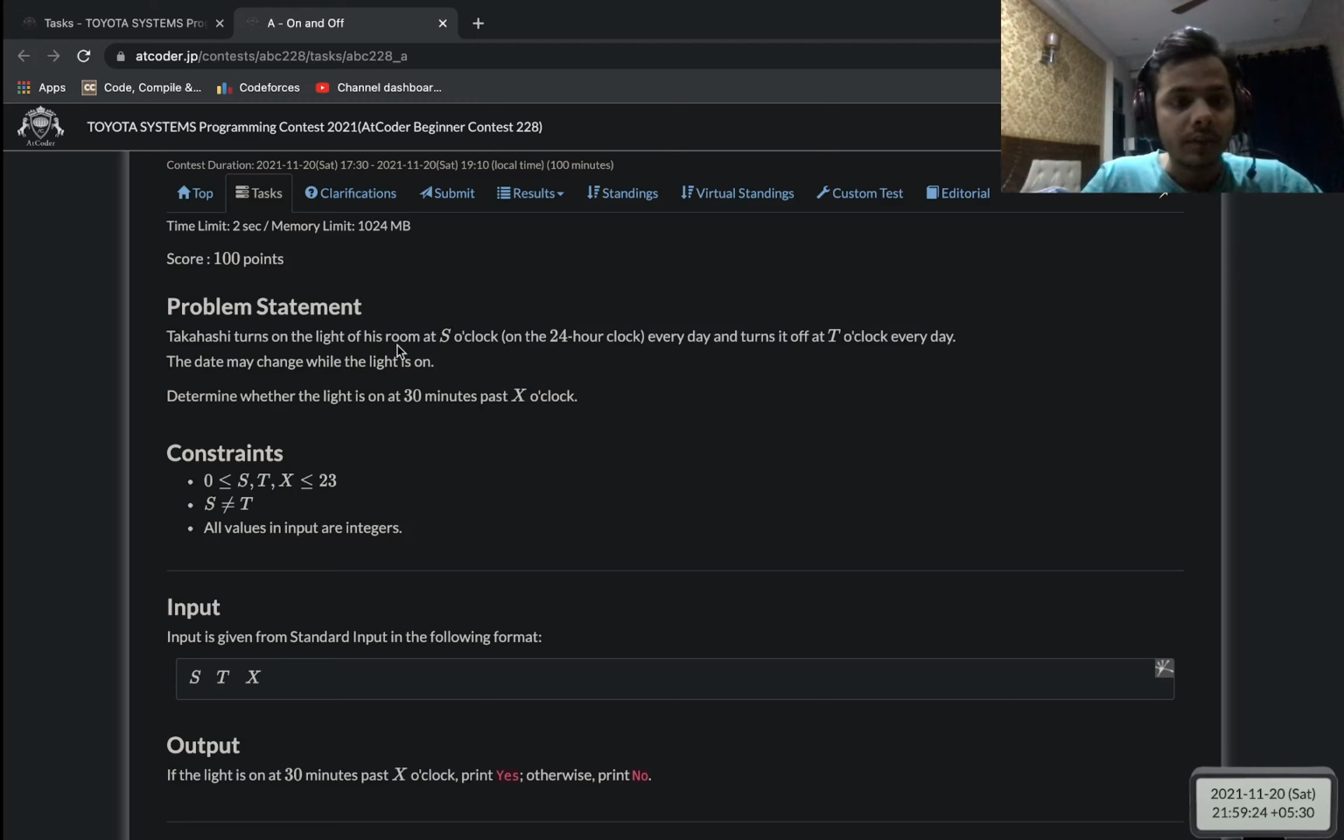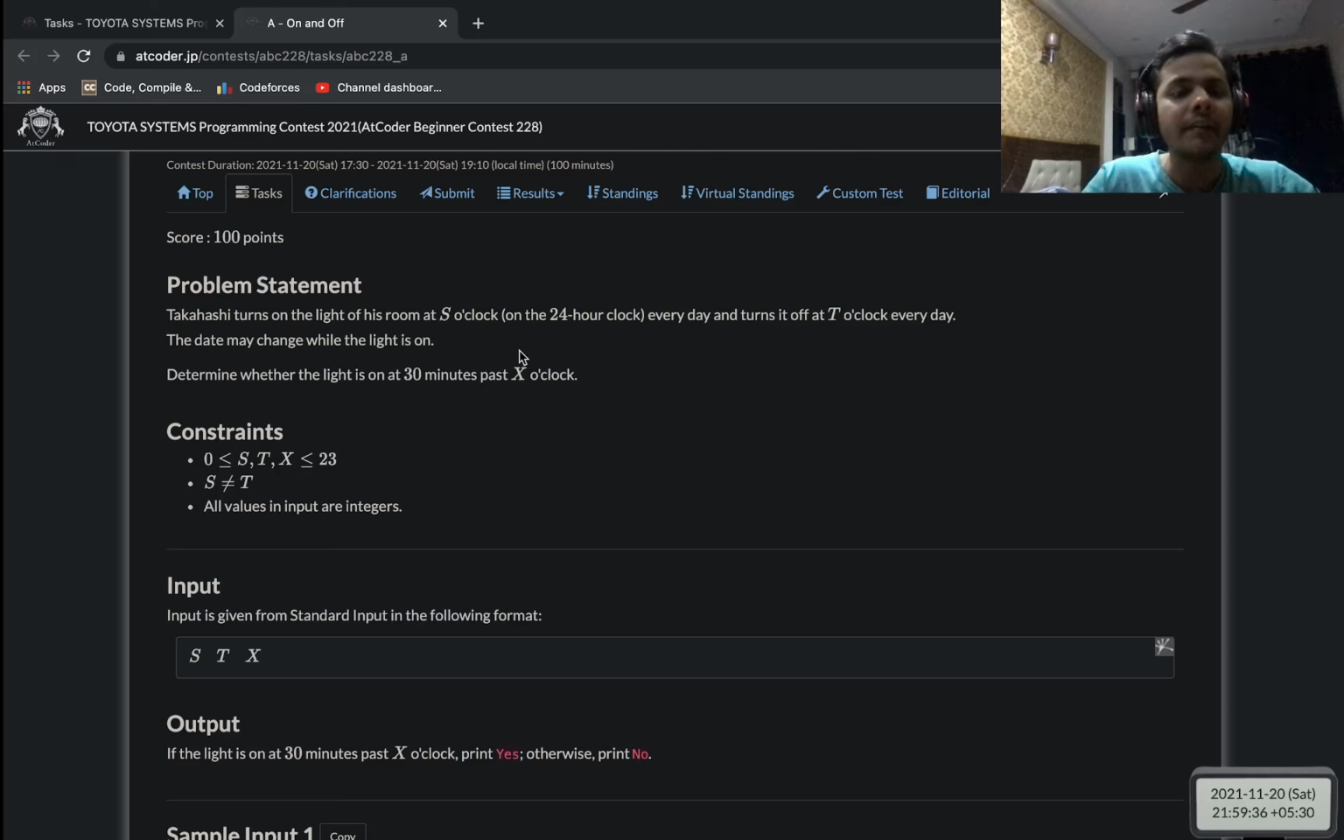So this one is a really easy problem. What we have here is there is a clock which is turned on at S o'clock every day and it is turned off at T o'clock every day. And we have been given a time X and we need to determine whether the clock is on or off at X past 30 seconds, right?